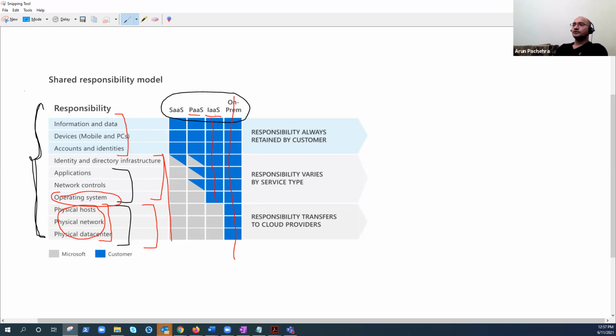And this is yours. That's the only reason you have to manage this, because this is totally yours. This is your information, this is your devices, this is your account and identities. The cloud provider could not have this information, or any SaaS owner couldn't have this information. This is only yours. That's why this will always be yours and you will be managing it. So this is the shared responsibility model.